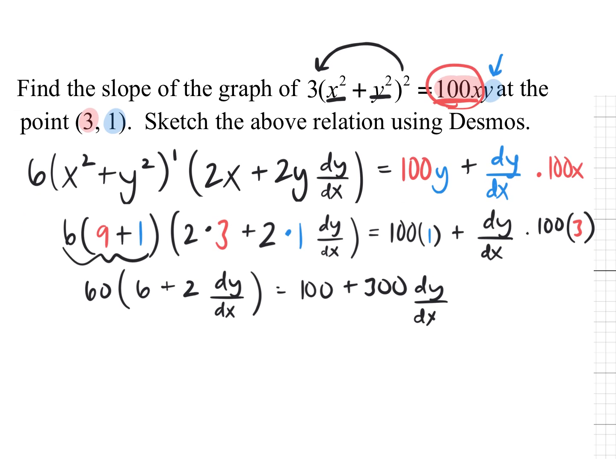Okay, now here's where some of us struggle. I want to get that dy/dx by itself on one side, right? But I've got parentheses on the left side. So what do I actually need to do first? I can't subtract 60 because the 60 is being multiplied. Distribute. So let's distribute that 60 to each of these terms here. So I'm going to have 360 plus 12 dy/dx. Oh, 120 is what I meant to say. And then that equals 400 dy/dx? No, I can't add those together, right? So 100 plus 300 dy/dx.